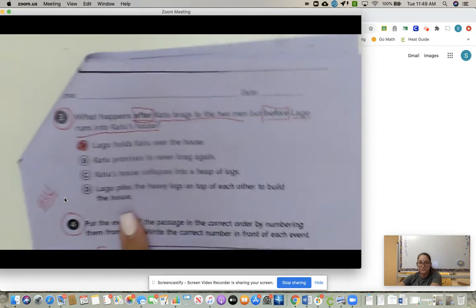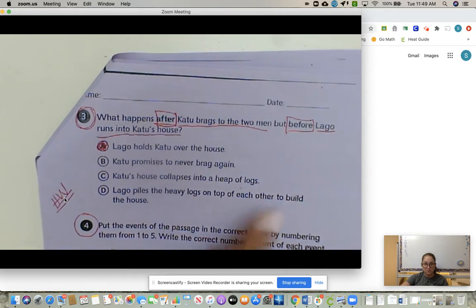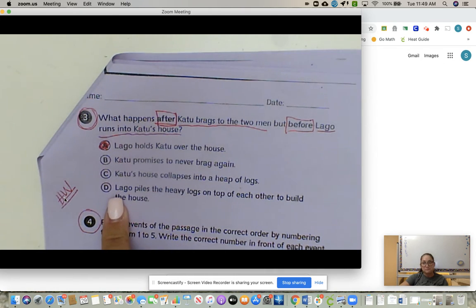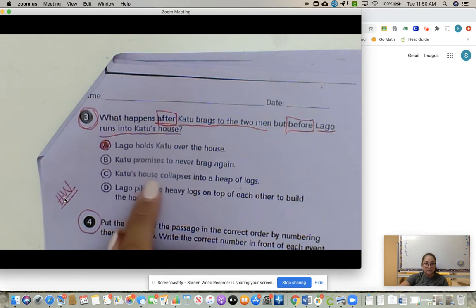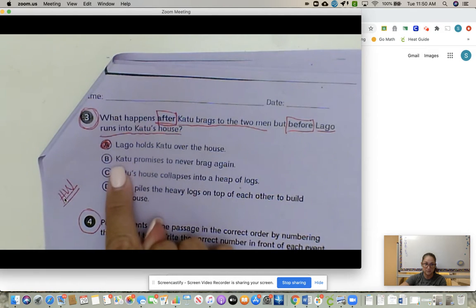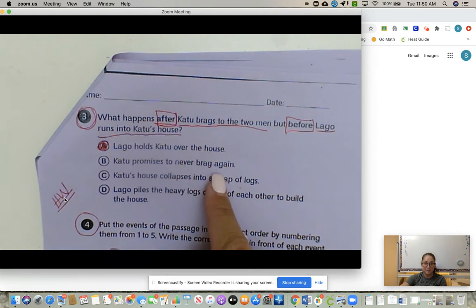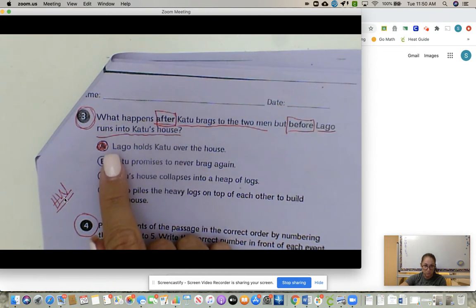So let's look at our options. I'll start from the bottom. Lago piles the heavy logs on top of each other to build the house. That did not happen in between these 2 events. Cat 2's house collapses into a heap of logs. That happens after he runs in the house, so it's not in between these 2 events. Cat 2 promises to never brag again. That happens at the very end of the story. And then Lago holds Cat 2 over the house. Well, that's what he does. Lago holds Cat 2 up and then he runs into the house.